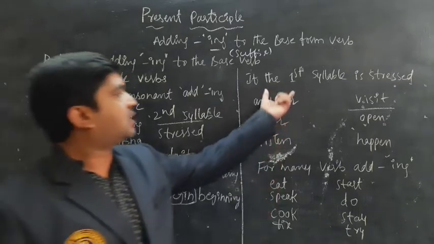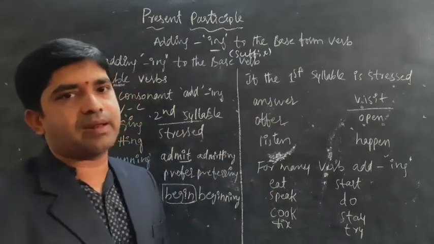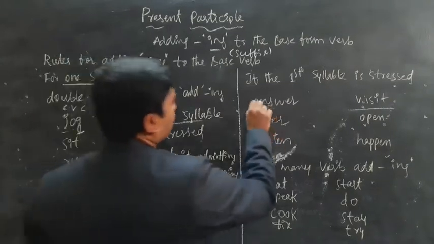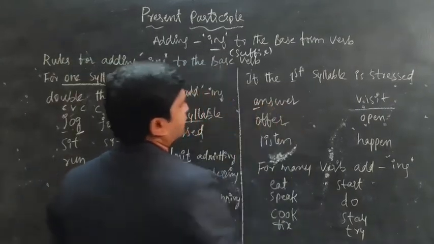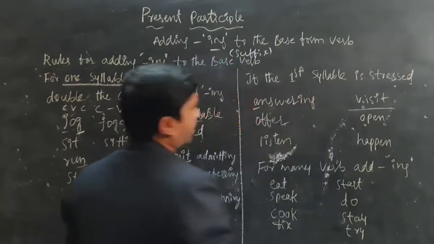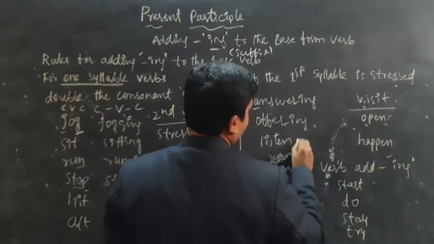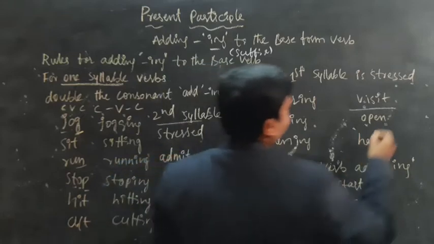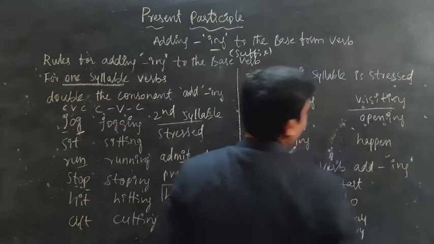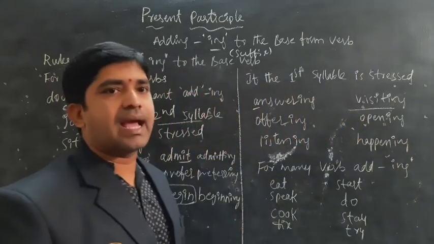Here some verbs are there. They have the stress on the first syllable, so we are not doubling the last letter. Here, answer. Here we are giving the stress at the beginning, so we are simply adding ing to that verb. Offer, offering. Listen, listening. Visit, visiting. Open, opening. Happen, happening. Just simply we are adding ing.